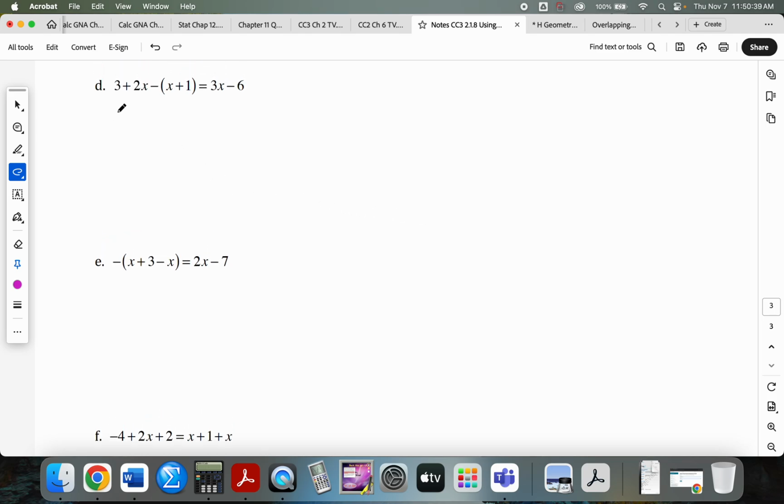All right, let's simplify this one. The right side, nothing we can do with that. But the left side, we can simplify that. That'd be 3 plus 2x minus x minus 1 is equal to 3x minus 6. I'll group the like terms. 2x minus x is x. 3 minus 1 is 2.